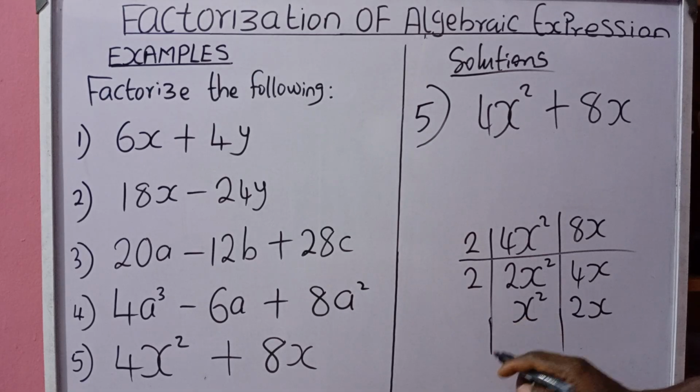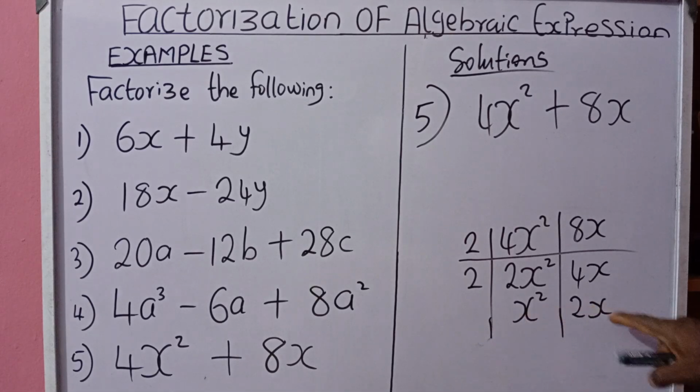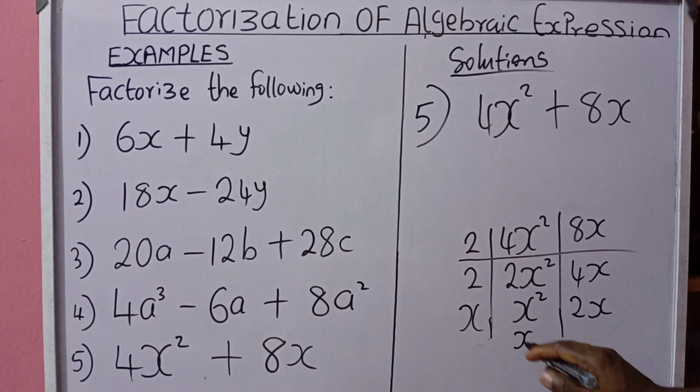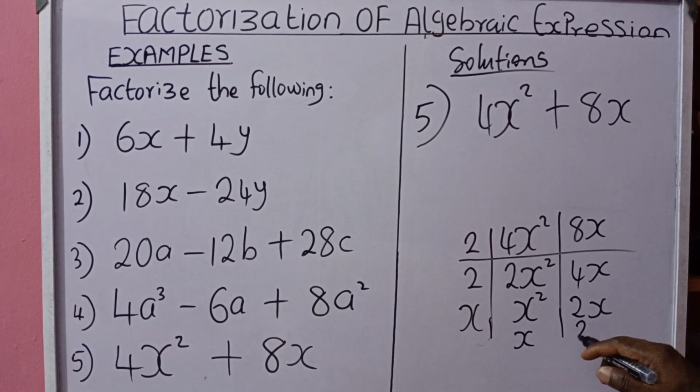So can we still divide further? Yes, we can divide further because they still have something in common. They have x on both sides. So we can use x now to reduce it further. x divided into x squared will give us a single x. x divided into 2x will give us 2 here.